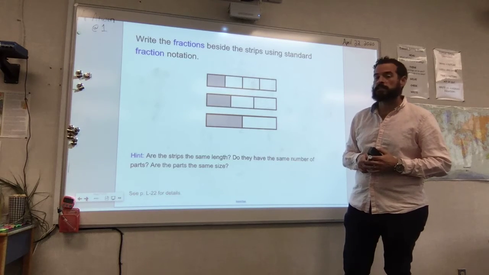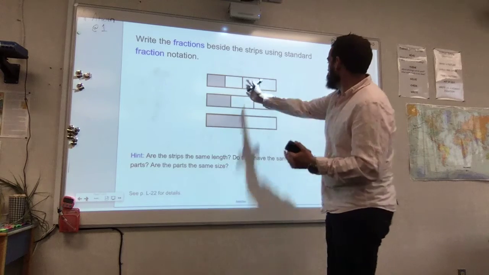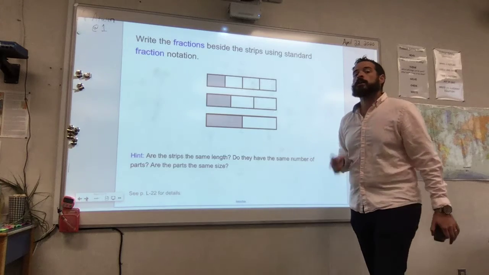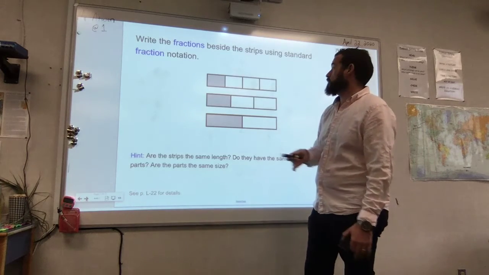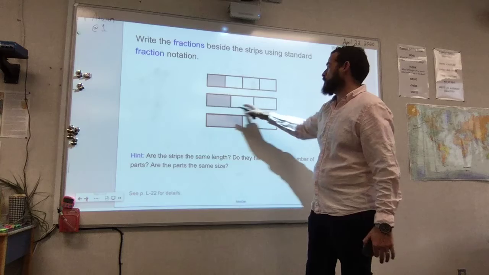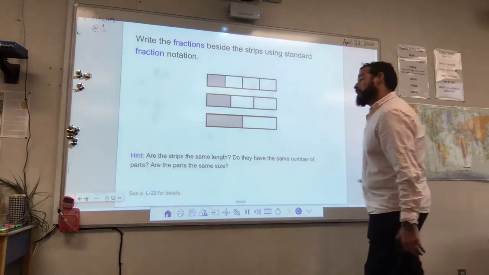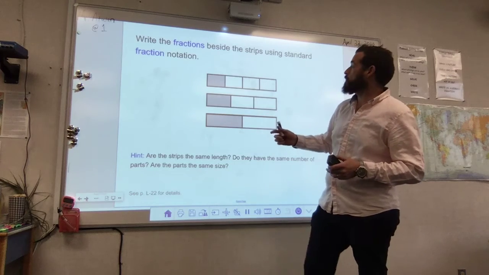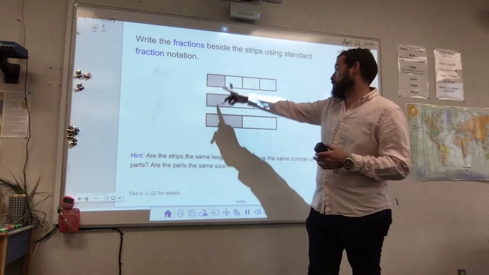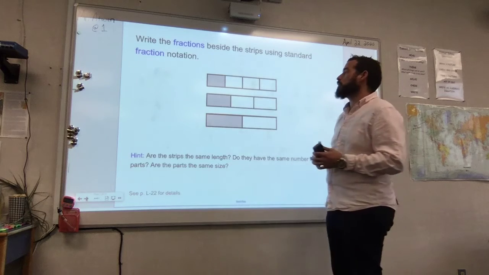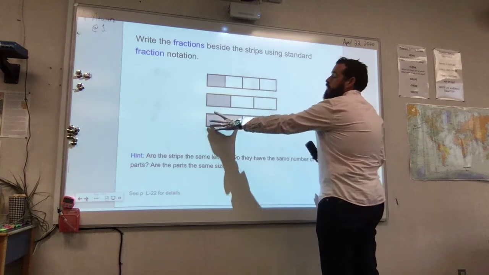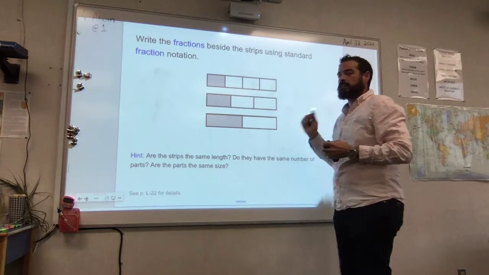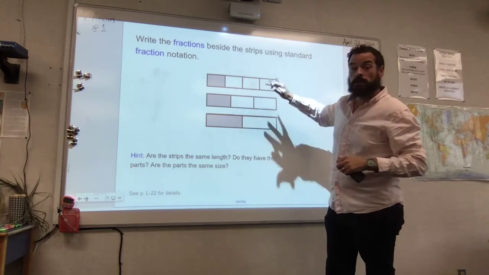And it asks, are the strips the same length? I look at that. Yep, they're the same length. Do they have the same number of parts? Now that's where we have differences. Because here we've got 4, we've got 3 in the middle, and we've got 2. And then are the parts the same size? And again, they're not. And you can see this pretty easily when you look at the shaded parts, because you can see that when we shade one of the parts, some are bigger than others. And this is the key here.